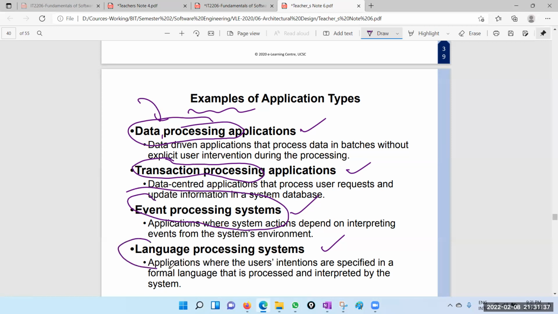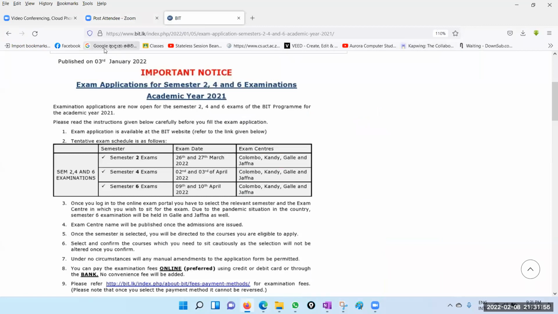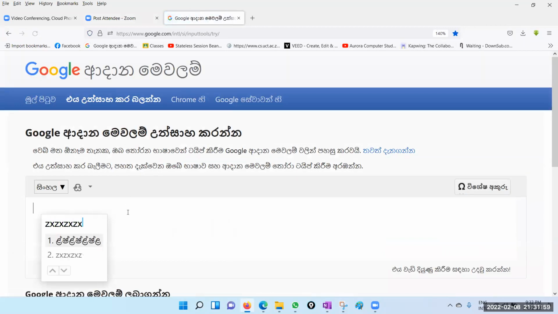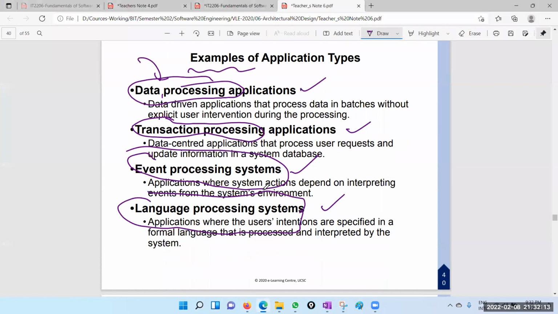And this is another example they have given. This is just an example, okay? Language processing. That means you have to process languages, like natural language processing. For example, if you take something like Google Transliterate, it's a language processing system. When you type, it has to guess those words. And of course, the Google Assistant and Apple Siri also have to do some language processing. So they are just examples of applications.